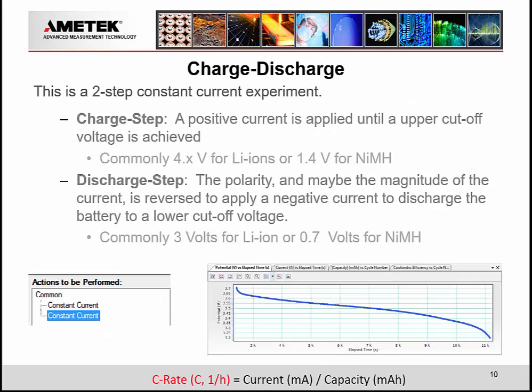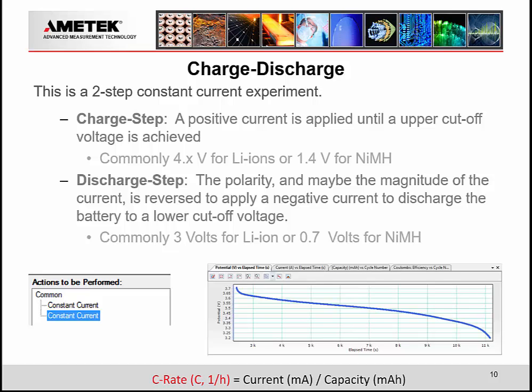So let's show some charge-discharge data step. This is a very simple experiment, but it really represents how batteries are used in operation. So it's a charge step, and I'm going to charge, but instead of terminating the experiment at a given time, I want to terminate it at a given potential. And so that positive current is applied until the upper cutoff voltage is reached, and I get that cutoff voltage from those cyclic voltammetry experiments we showed earlier.